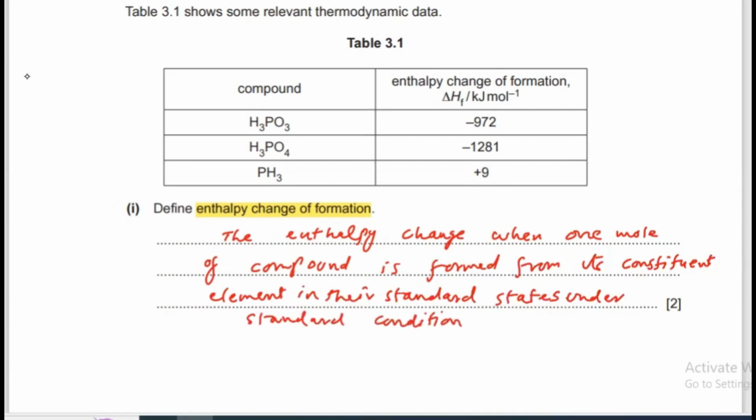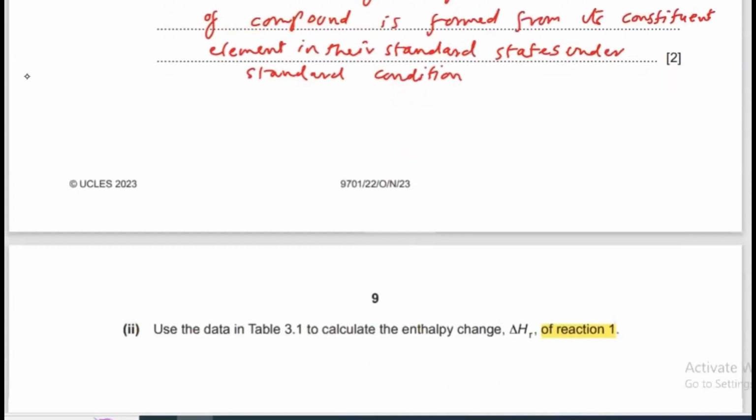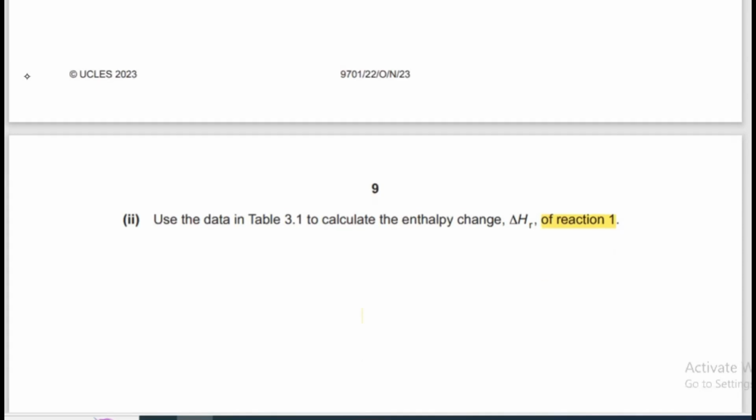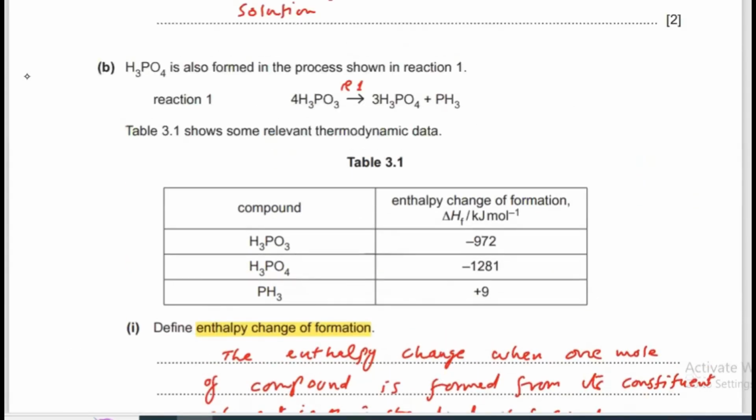So this is the definition of standard enthalpy change of formation, or enthalpy change of formation. Let's move to the next part. Use the data in Table 3.1 to calculate the enthalpy change, delta H of reaction, of reaction 1. So reaction 1 is already there. Just have a look. This is reaction 1.